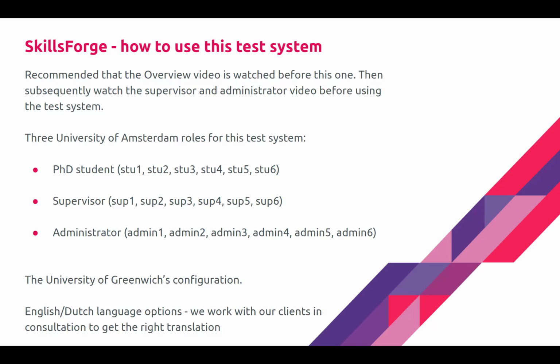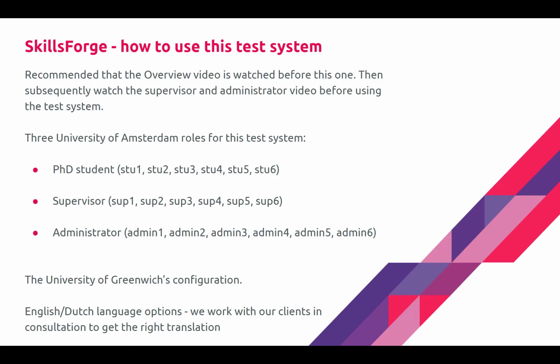As a reminder as well, we've set up 3 university admin roles for this test system. So there's PhD student, so you'll be one of Stu 1 to Stu 6, supervisors from Supervisor 1 to Supervisor 6, and administrators Admin 1 to Admin 6.